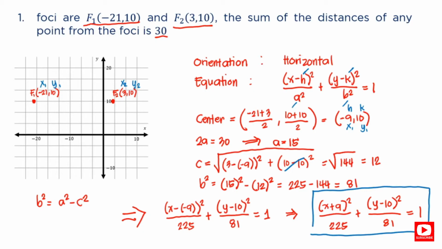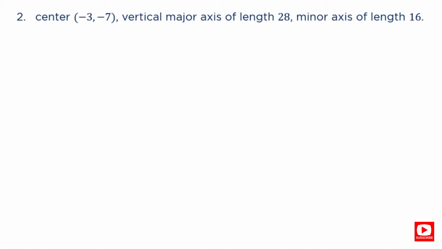Okay, so we have now the standard equation of this ellipse. Okay, for problem number 2, we have the center negative 3, negative 7, a vertical major axis of length 28, and a minor axis of length 16. So we have the center negative 3, negative 7. Therefore, our h is negative 3. Our k is negative 7.